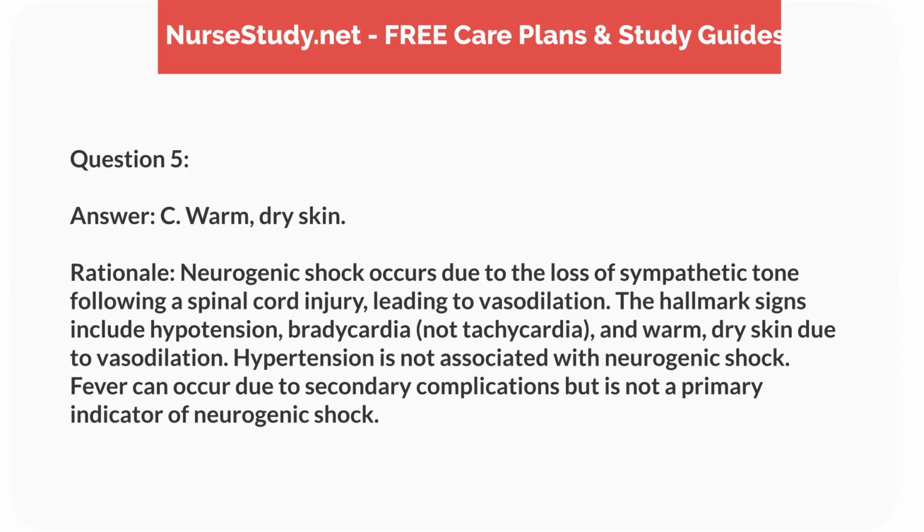Rationale. Neurogenic shock occurs due to the loss of sympathetic tone following a spinal cord injury, leading to vasodilation. The hallmark signs include hypotension, bradycardia, not tachycardia, and warm, dry skin due to vasodilation. Hypertension is not associated with neurogenic shock. Fever can occur due to secondary complications, but is not a primary indicator of neurogenic shock.